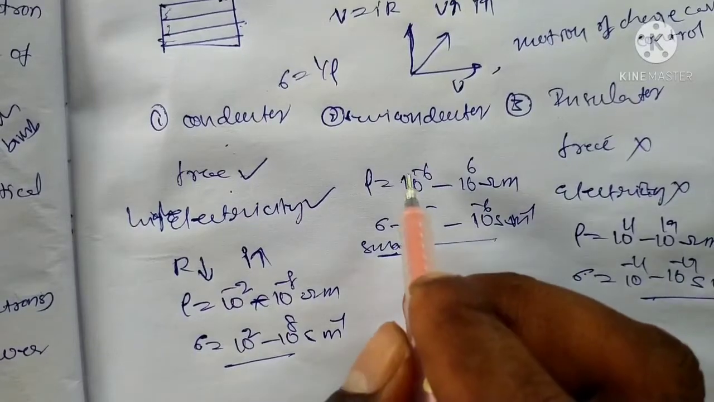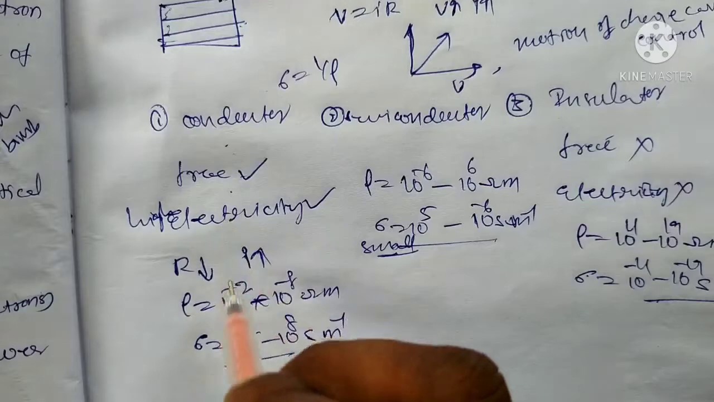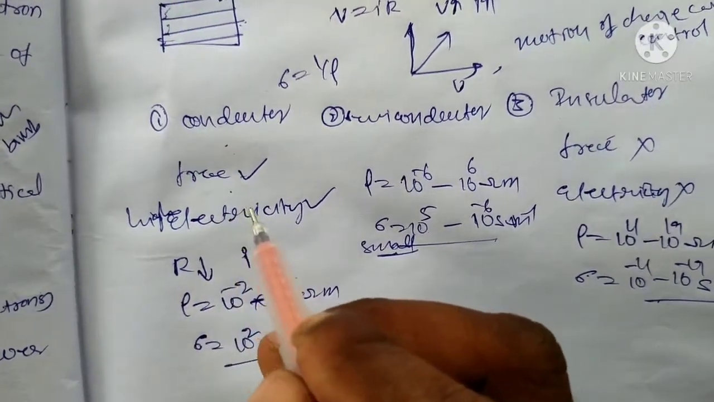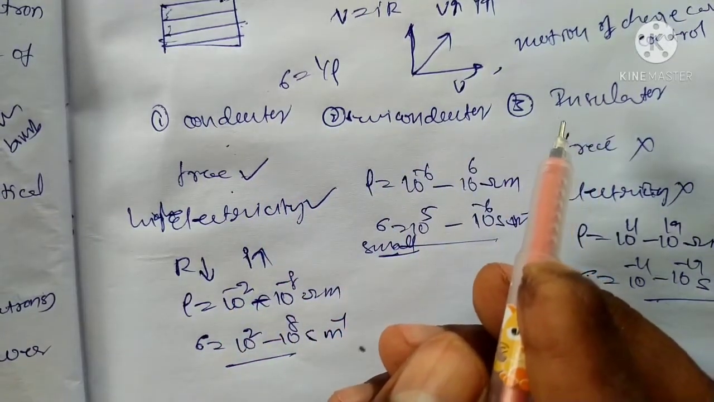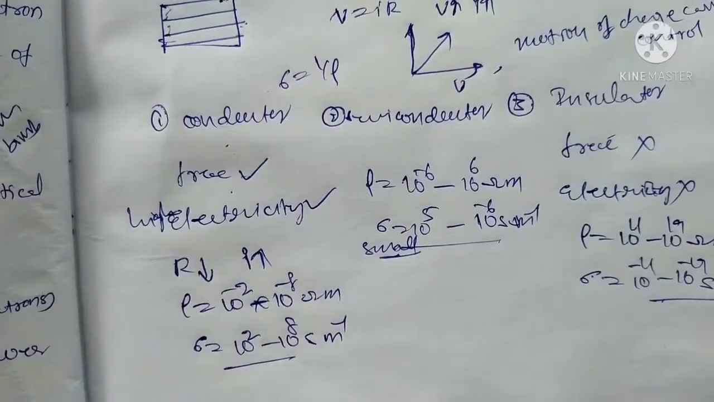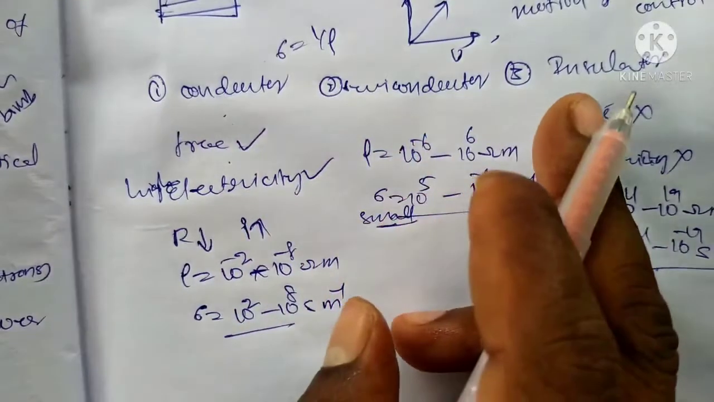This is the conductivity and resistivity in the case of a semiconductor, and the conductivity and resistivity in the case of a conductor. What is the difference between the conductor, semiconductor and insulator? According to the band theory of solids, materials can be classified into three types: conductors, semiconductors and insulators.